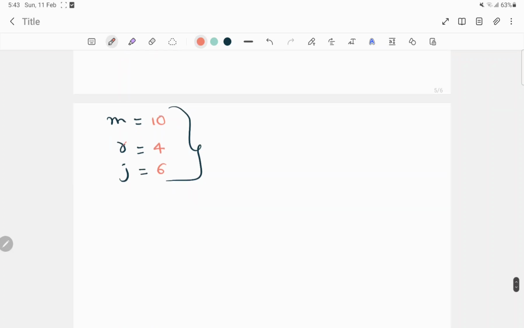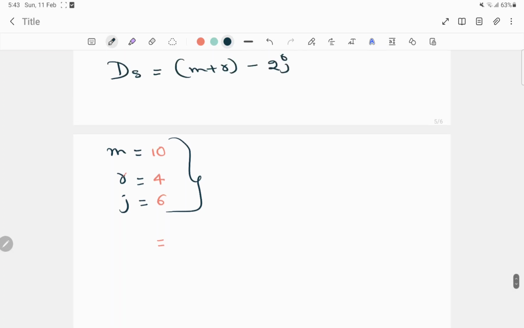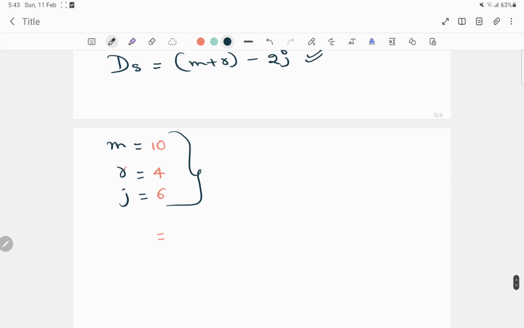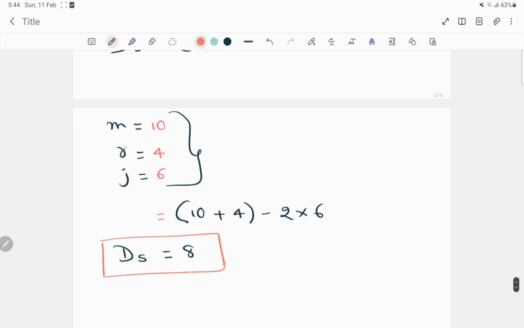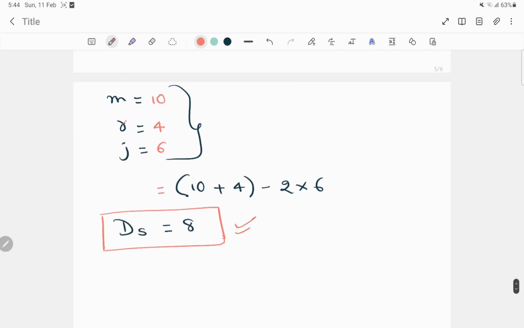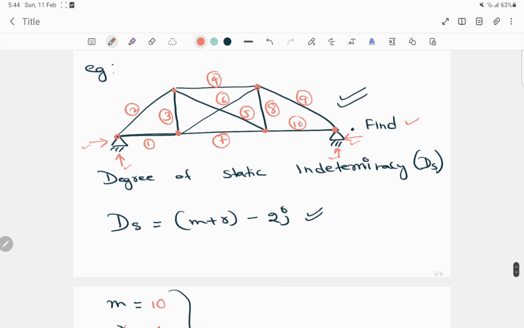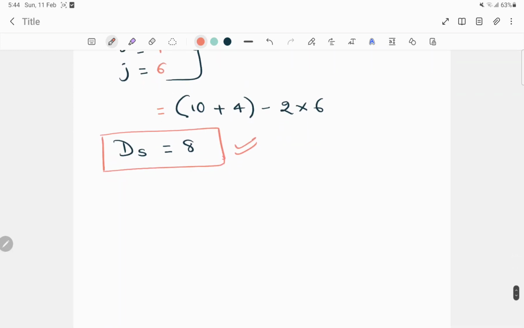Now we need to just put those values in this problem. Here m is 10 plus r is 4 minus 2 into 6. So the total value is 8. So what we got, ds value is 8. Therefore the degree of static indeterminacy for this type of plane truss is 8.